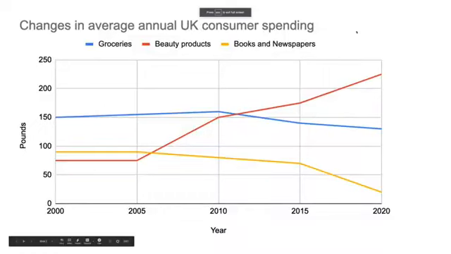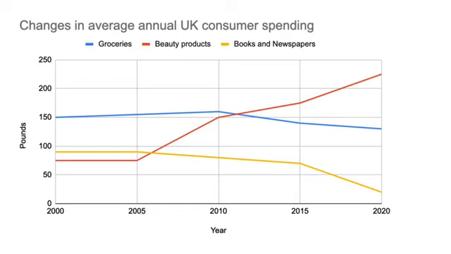All right, so here is the chart. It may or may not look anything like what you had pictured in your head, but it's all about changes in average annual UK consumer spending. So we were talking about beauty. You can see that is the red line and it goes up. Of course, without looking at this chart, just hearing the sentence "beauty increased" means absolutely nothing.